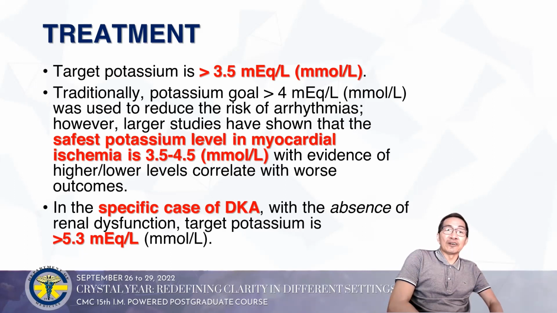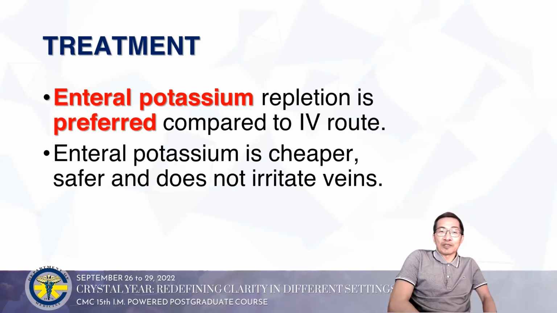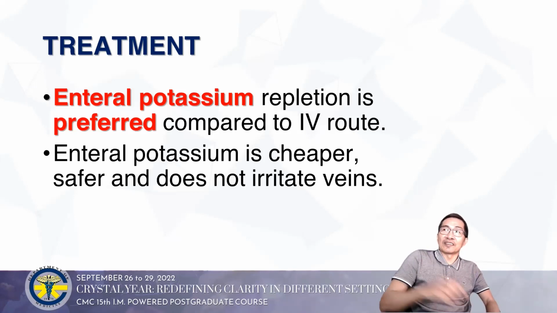In the case of DKA, with the absence of renal dysfunction, the target potassium level would be more than 5.3 milliequivalents per liter. Now, enteral potassium repletion or replacement is actually preferred compared to the IV route simply because, well, number one, it's cheaper. Number two, it's safer and does not irritate the veins.